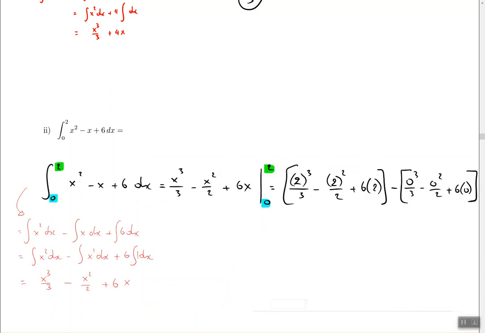So this is how it's going to look. You're plugging the 2 into all the x's. You get 2 cubed over 3, 2 squared over 2, and then 6 times 2. Then you plug in the 0 into all the x's. 0 cubed over 3, 0 squared over 2, and then 6 times 0.